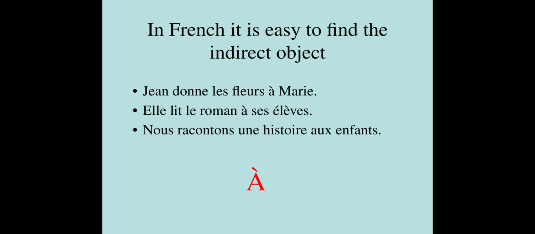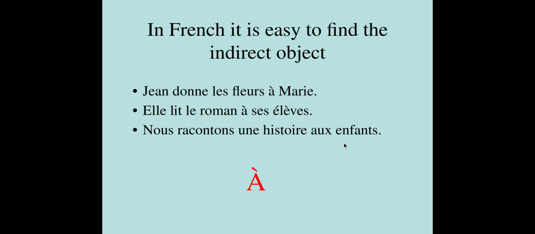So in these three examples, we have Jean donne les fleurs à Marie. And so à Marie right here is our indirect object. In the deuxième exemple, the second example, we have Elle lit le roman à ses élèves. So she is reading the book to her students. And so à ses élèves is the indirect object. And then troisième, the third one, we have Nous raconterons une histoire aux enfants. And so aux enfants is our indirect object there.